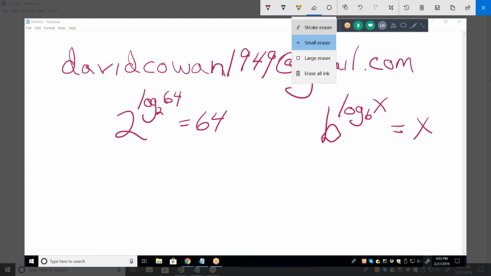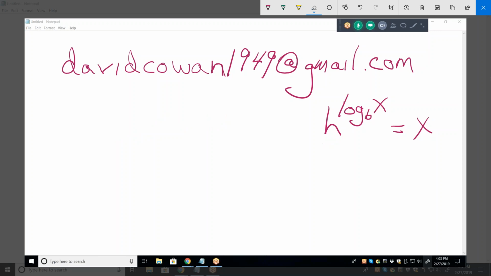So you're doing logs right now. Did you just start them, or are you towards the end of them? No, we're towards the end of it. So you've already been through all the rules of logs. Yeah, expanding them, condensing them. Have you done log equations yet?